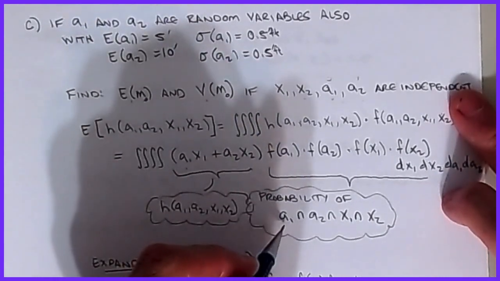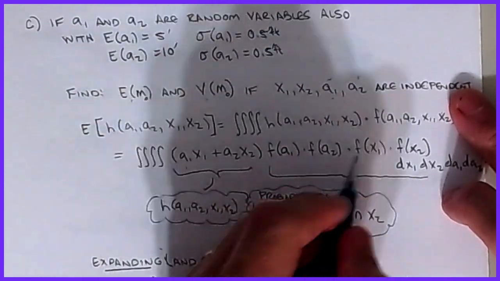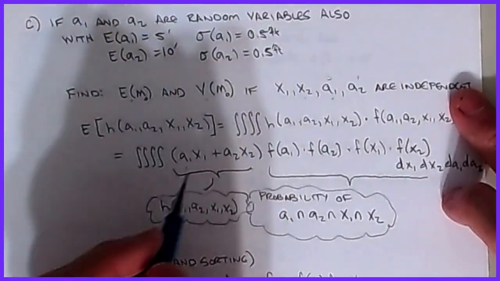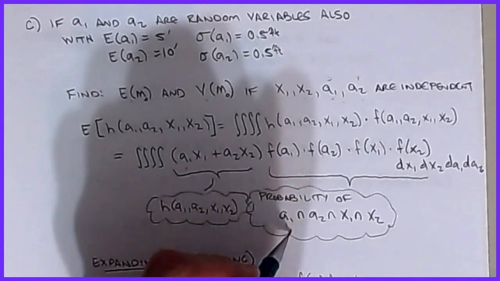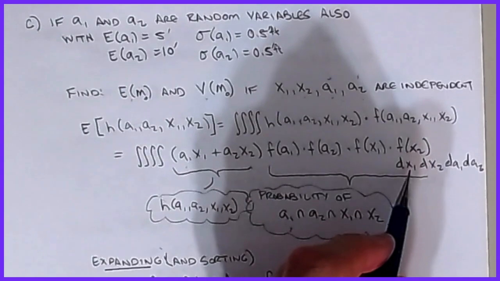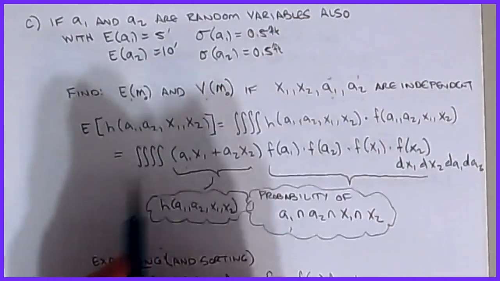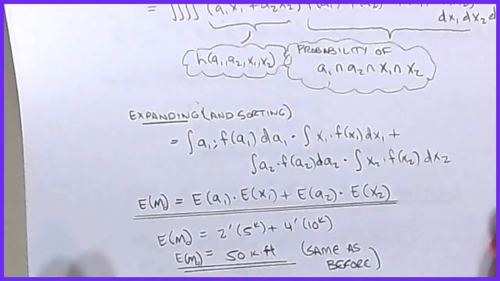And so if they're independent, then I can calculate the probability of the intersection of all 4 of these events as simply the probability of each one multiplied into the others. That's the heart of what we're doing, so we're going back to intersections and unions as we look at this. And then of course I have to have dX1, dX2, dA1, dA2 as my references for integration on here.